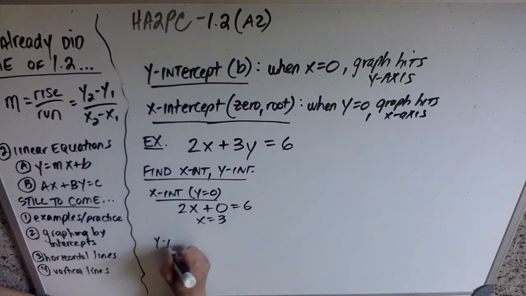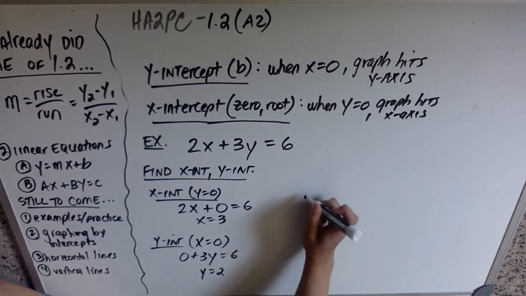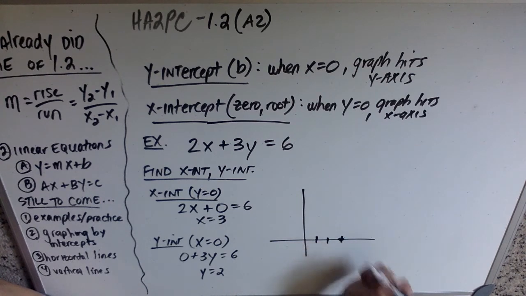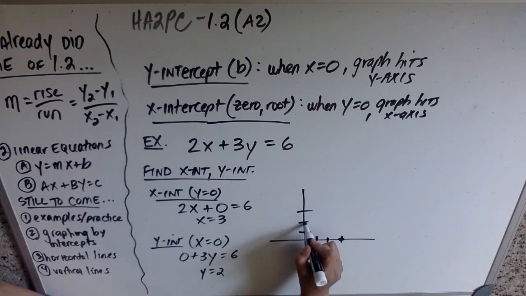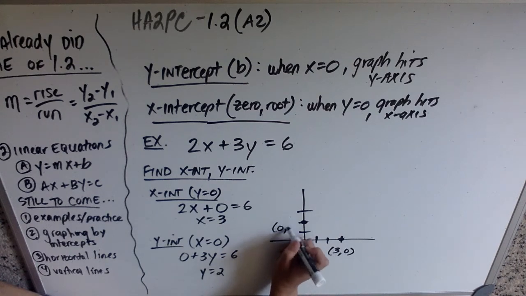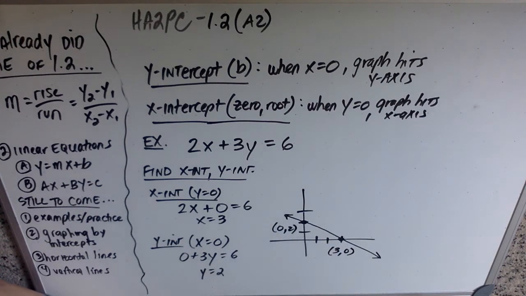If I wanted the y-intercept of this function, I would plug in x equals 0, so that would be 0 plus 3y equals 6, and I would get y equals 2. So the y-intercept is 2. What I want to show you about this is if you wanted to graph this, you could, because the x-intercept is 3 comma 0, and the y-intercept is 0 comma 2. So this is the point 3, 0, and this is the point 0, 2. Well, if you know those 2 points, you can graph the line just by connecting the dots of those 2 points. So that's what we mean when we talk about graphing by intercepts.